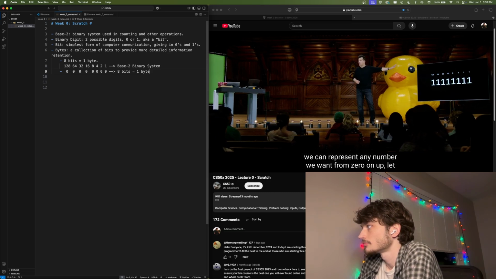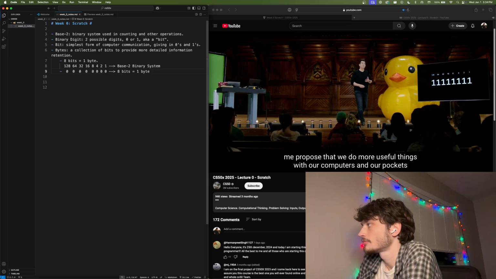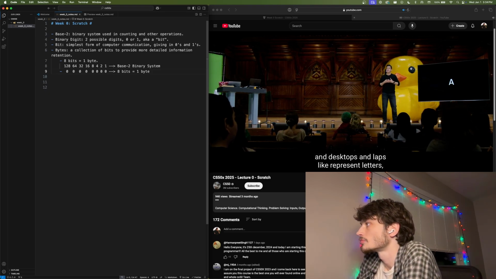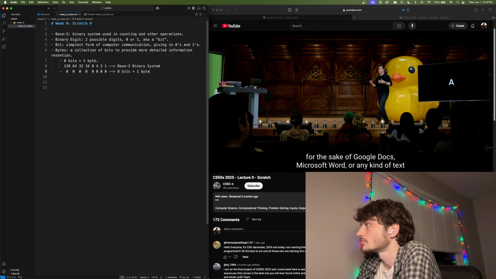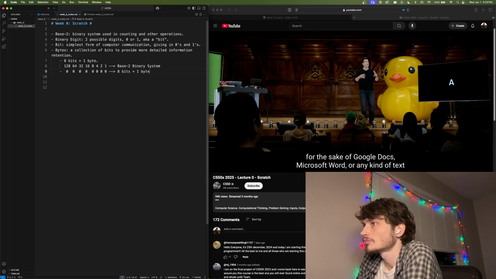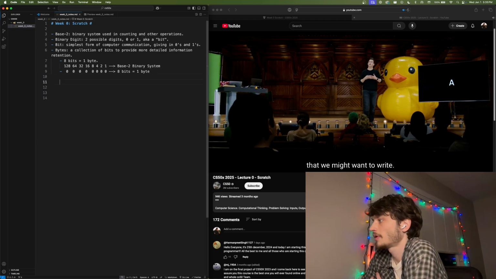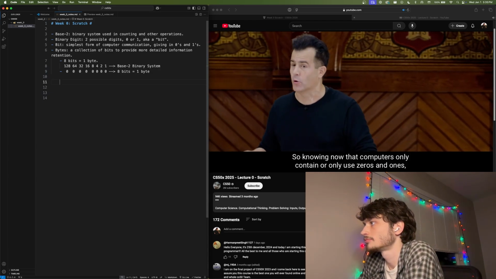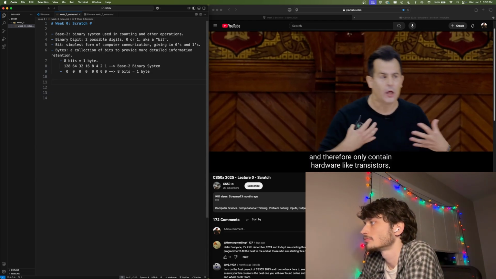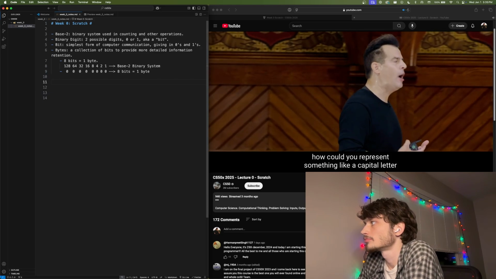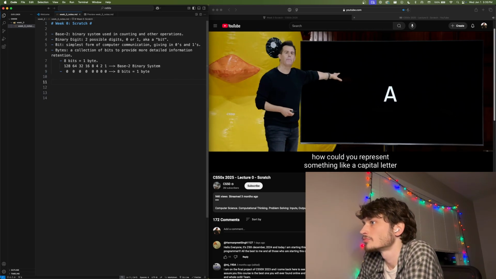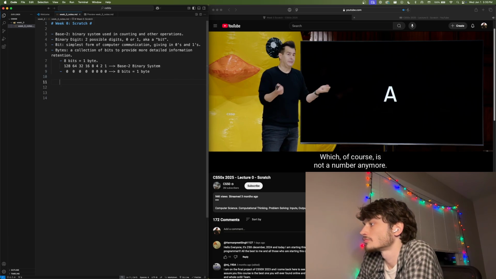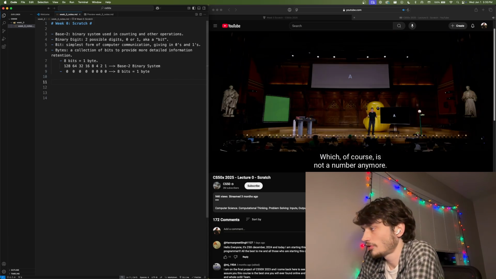So if you're in agreement for the moment that, OK, using just zeros and ones, we can represent any number we want from 0 on up, let me propose that we do more useful things with our computers and our pockets and desktops and laps, like represent letters for the sake of Google Docs, Microsoft Word, or any kind of text that we might want to write. So knowing now that computers only use zeros and ones, and therefore only contain hardware like transistors, how could you represent something like a capital letter A in English inside of a computer, which of course is not a number anymore? A certain collection. What could we do?